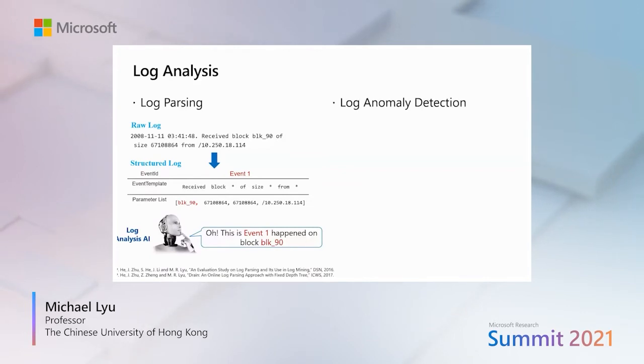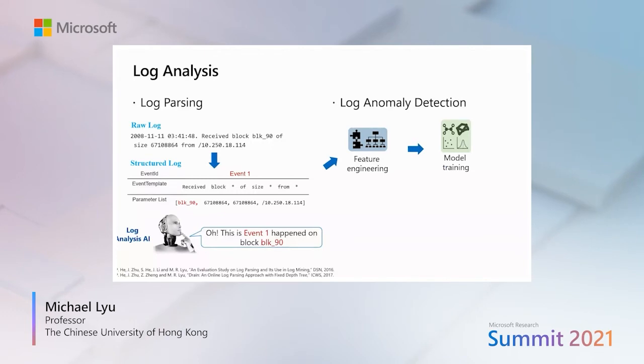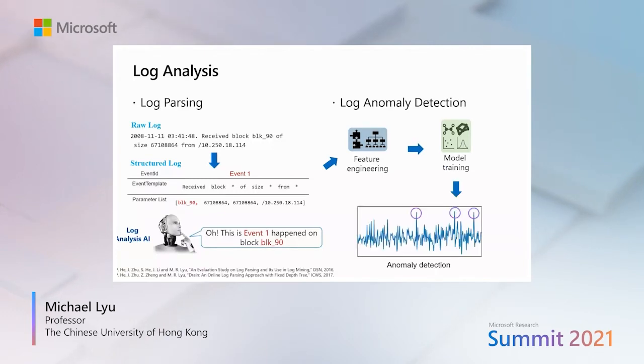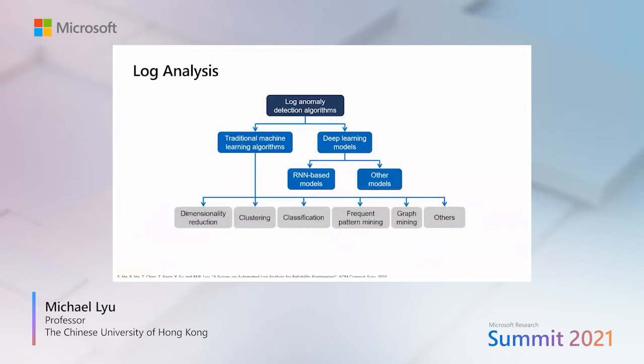To perform anomaly detection on the log, a general framework is to first apply feature engineering, then train a model with features extracted from the logs, and finally infer anomalies with the model. There are many log anomaly detection methods following the same framework.